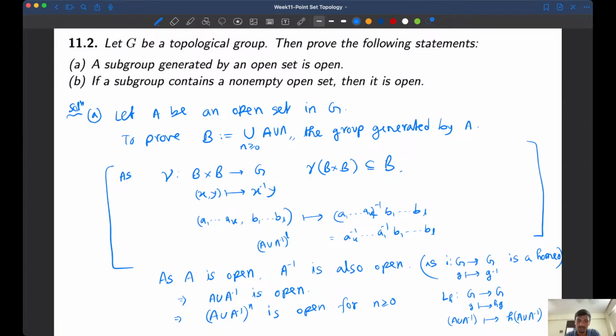Is this clear? Yes. So here basically the first one is just that inversion is a homeomorphism. The next one is that right multiplication or left multiplication are both again homeomorphisms. So that's why. Once this is open for all n, this implies the union of these open sets, so B is open.